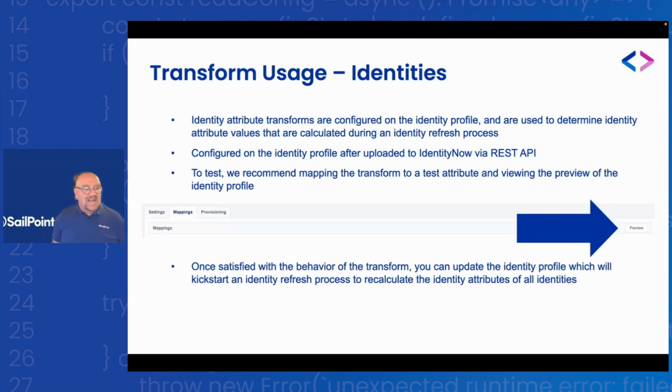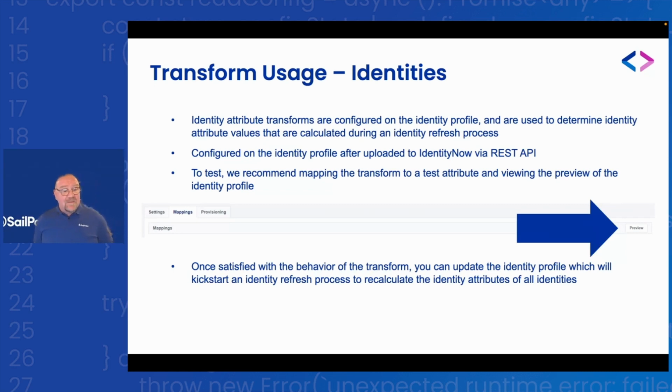So from usage on the identities, we need a way to test them and see how the values actually get transformed. You can configure them on the identity profile and the actual transforms themselves, or you can upload them into IdentityNow via the REST API. So once they're there, you need to see how they actually perform. So to test them, you can go to the mappings on the identity profile and click preview. And there you can see what the actual value is after you've applied the transform.